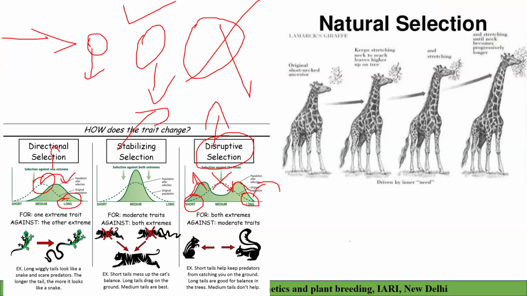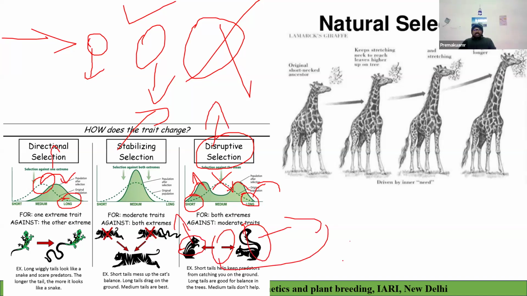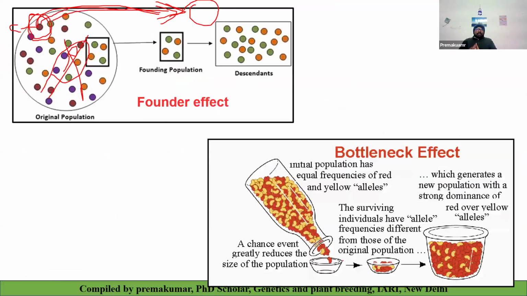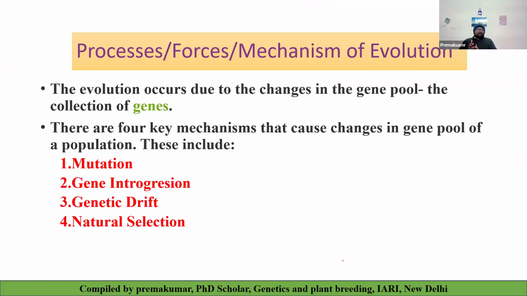For example, rats with a short tail, their frequency will increase, and those with a long tail, their frequency will increase. Those having medium tails will disappear in the future. This is what disruptive selection is. Understood the types of selection? Types of natural selection: directional, stabilizing, disruptive.